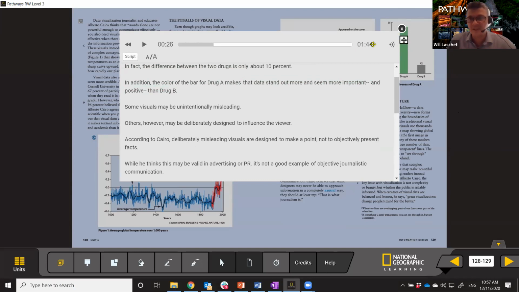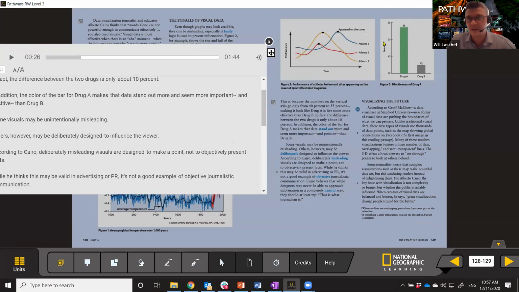Okay, and the last one, so we looked at this visual 3 and we did the poll on it, right? We did the poll and 40% of you told me that drug A was about 10% more effective. And you are right. Congratulations to the 40% of you. But most of us, 60%, actually got the answer wrong. And the reason for that is because of the way they have presented the information.